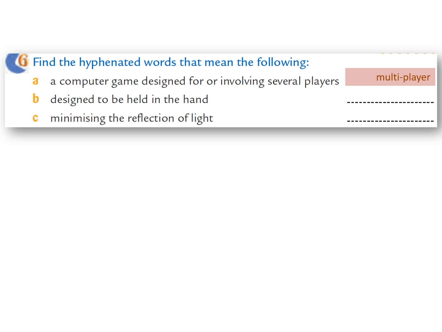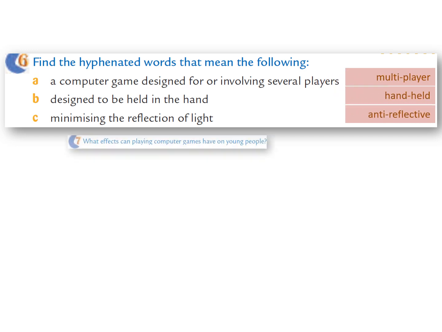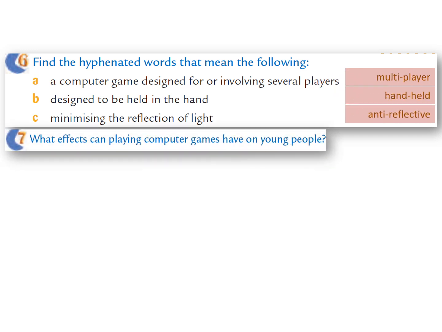Next one, designed to be held in the hand. This is the definition of handheld. Okay, the last one, minimizing the reflection of light means what? Anti-reflective. Now, what effects can playing computer games have on young people?